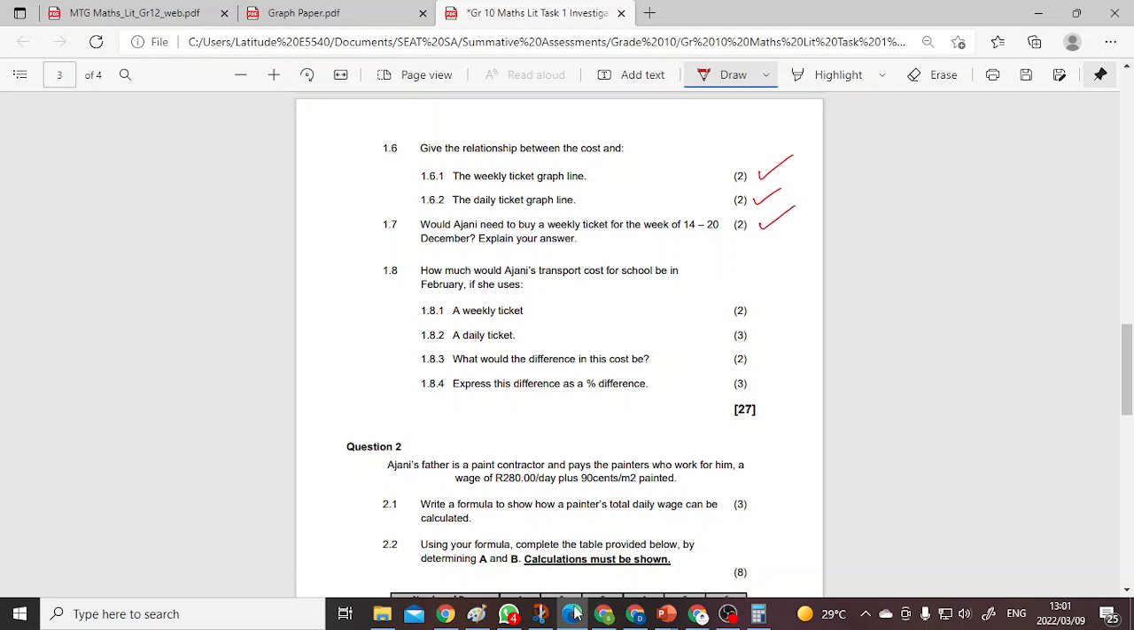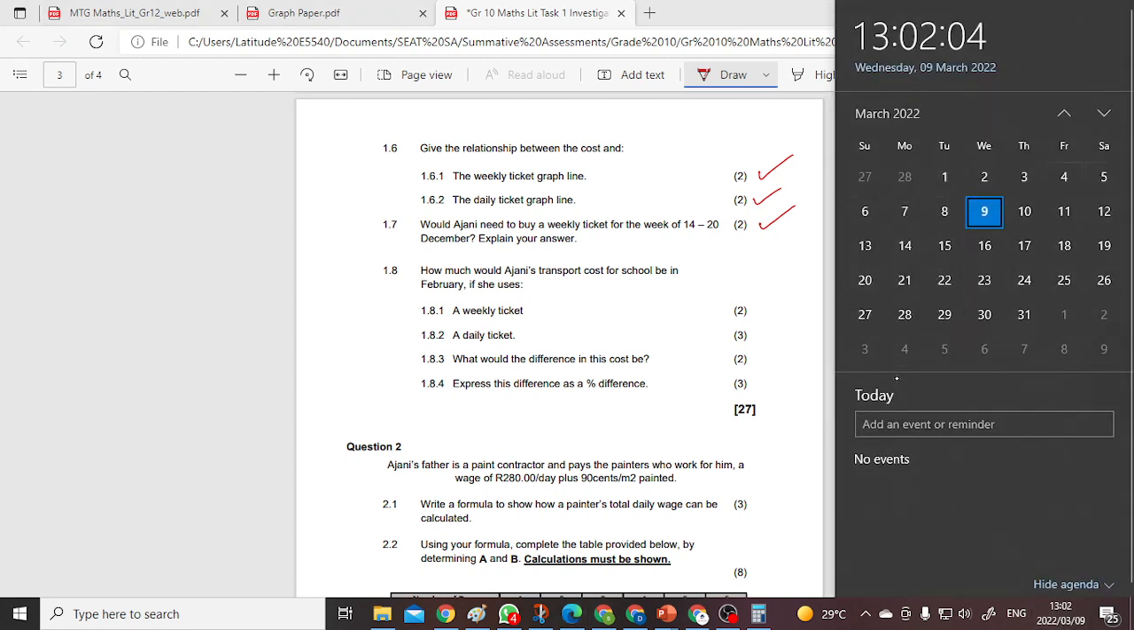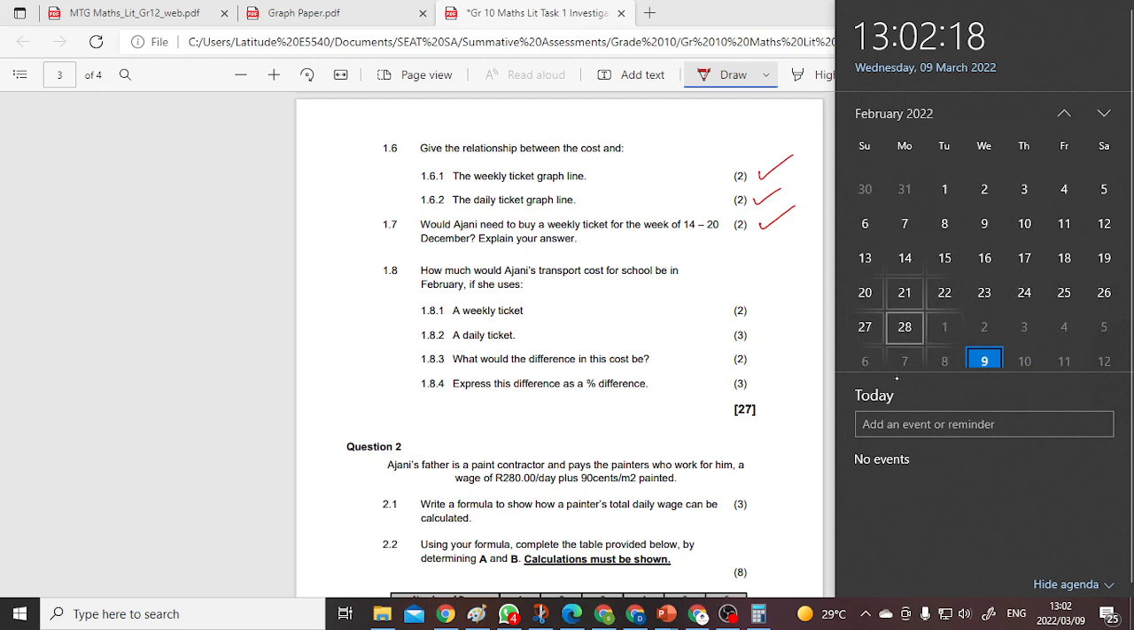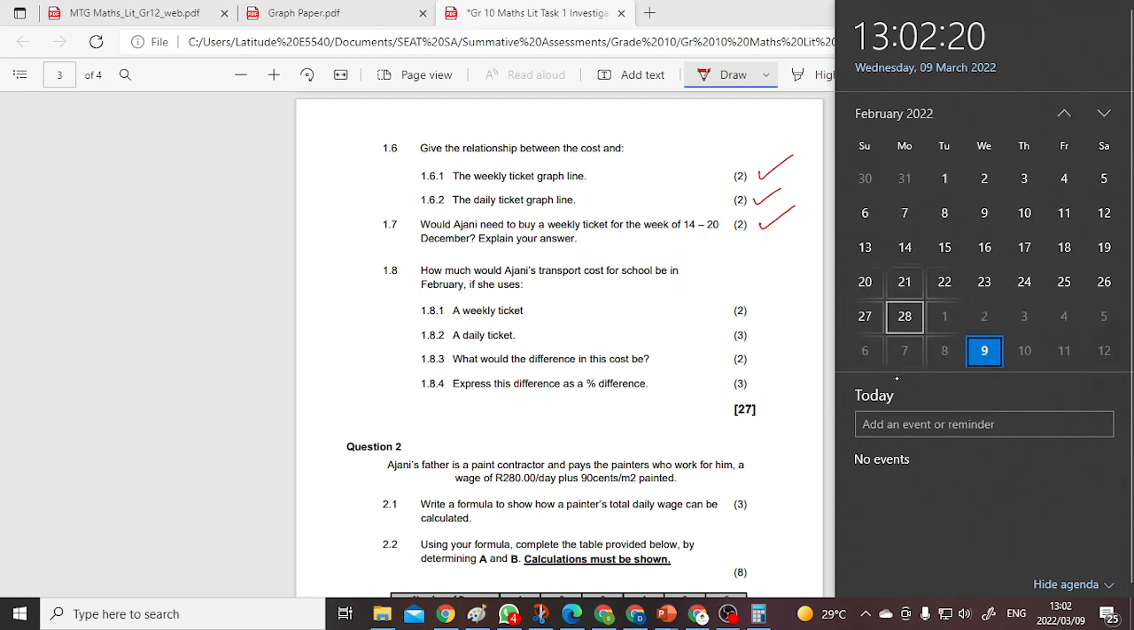The last one: how much would Ajani's transport cost for school be in February? Now, we need to look at the calendar for February if we want to know this, right? Firstly, for a weekly ticket, how many days are there in February? There's 28 days in February. So how do you do this then?